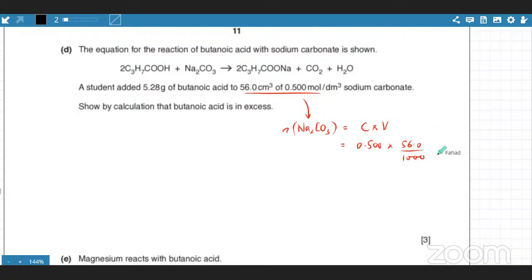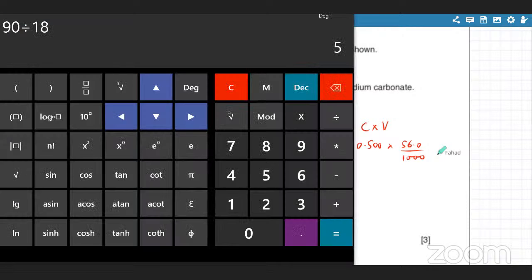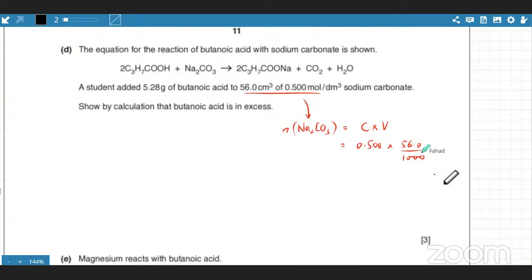So let's find the moles. Taking out my calculator, 0.5 times 56, and I get 28. And this 28 has to be divided by 1000, so it's going to be 0.028 moles. So you found the moles of sodium carbonate. That part is done. It's coming out to be 0.028 moles.